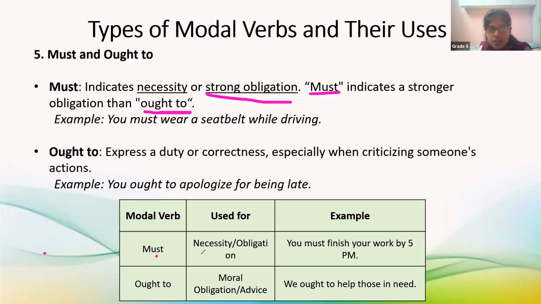So here must is used for a necessity, matlab karna hi karna hai, something like what your mama says, right? So I presume all of you listen to your mama, okay? Only then it makes sense. So something which is to be done, no negotiation here. So you must finish your homework or your work by 5 p.m. before you go out to play. Or you must wear a seat belt while driving. If you don't wear a seat belt, it is unsafe also, and not only pertaining to law, it is unsafe.